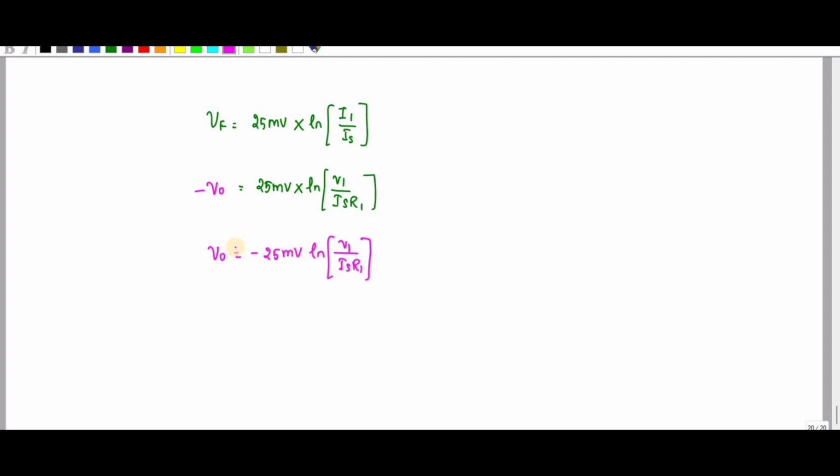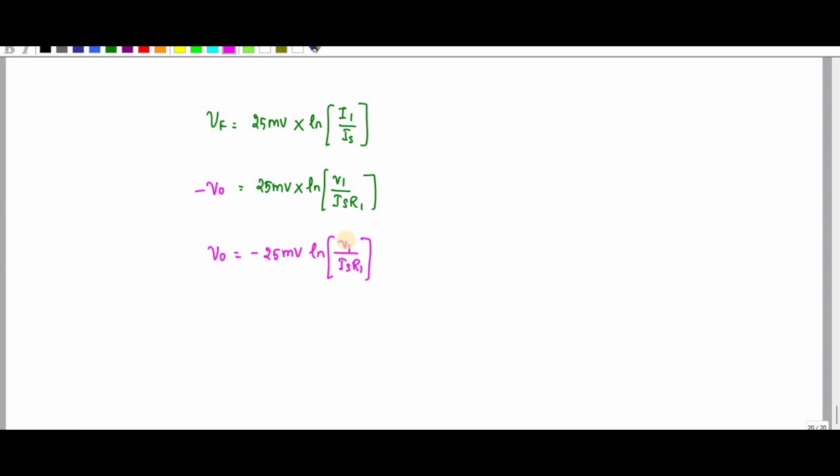So you can see my output voltage is the logarithmic value of my input voltage. Okay, and you can see it is inverted since my input is given to the inverting terminal of my op-amp.